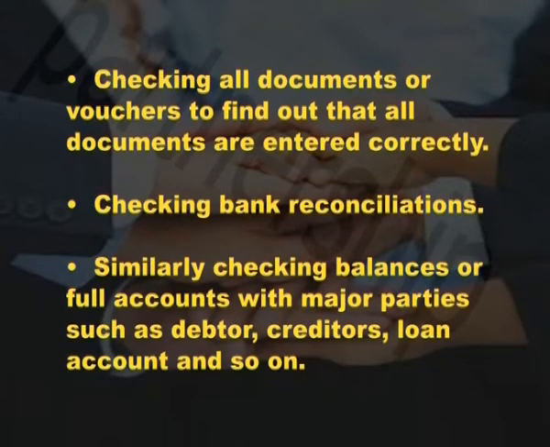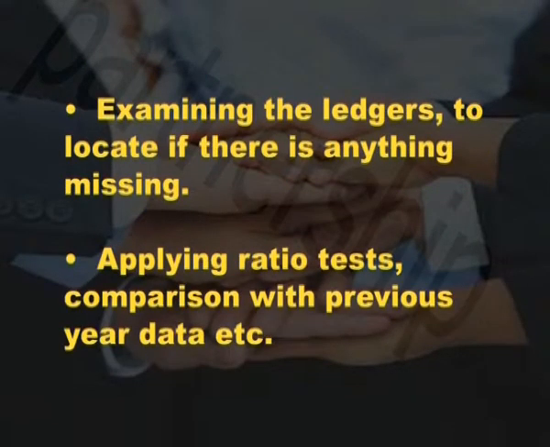The steps for locating difference in trial balance are: checking all documents or vouchers to find out that all documents are entered correctly. Checking bank reconciliations. Similarly, checking balances or full accounts with major parties such as debtors, creditors, loan account and so on. Examining the ledgers to locate if there is anything missing. Applying ratio test, comparison with previous year data and so on.